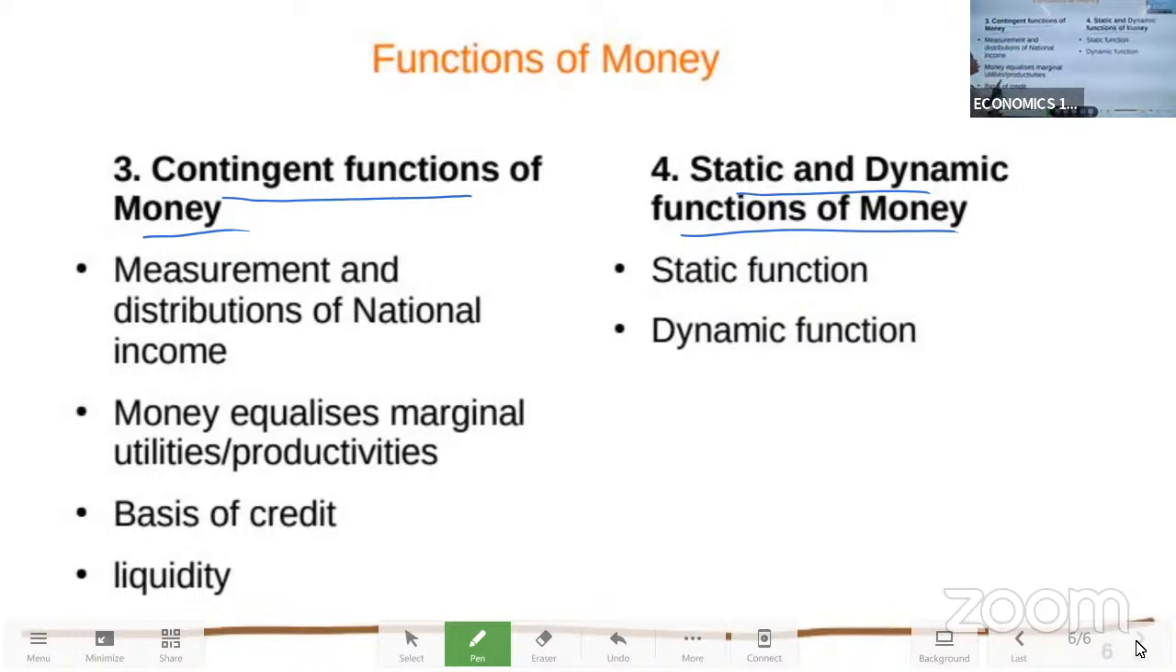The first one is measurement and distribution of national income. All the country's income, in terms of money, we can measure it. If everyone's income is measured in terms of money, meaning the final value of the goods and services we are paying for, then that is called national income. So the national income we have now can be measured with the help of money.